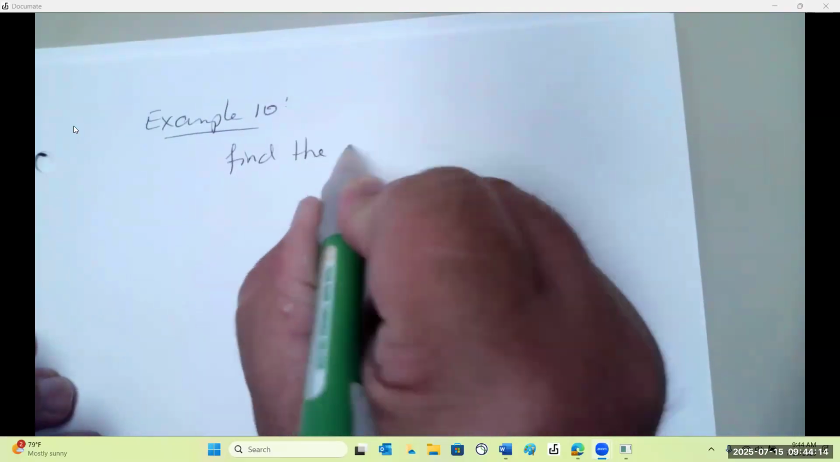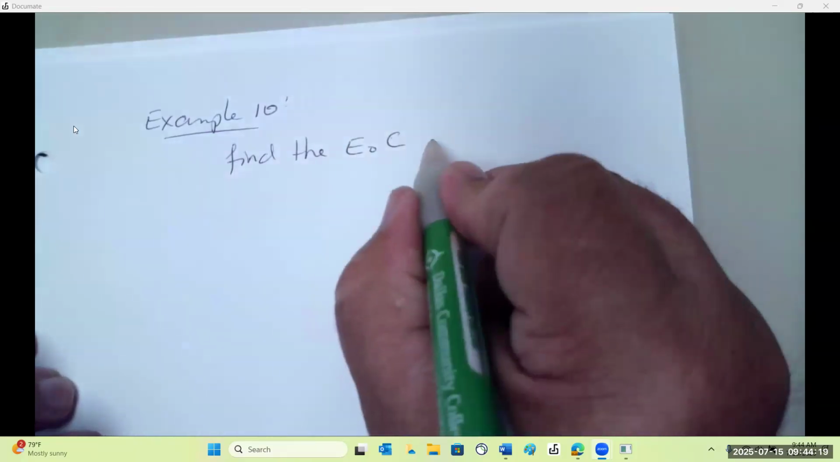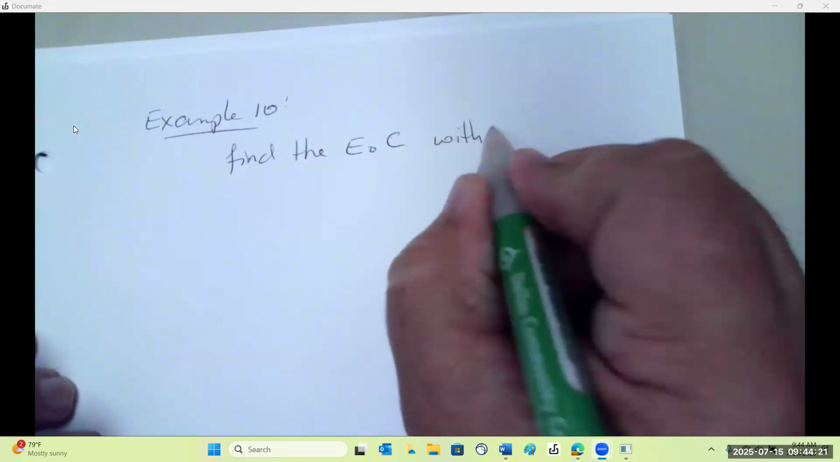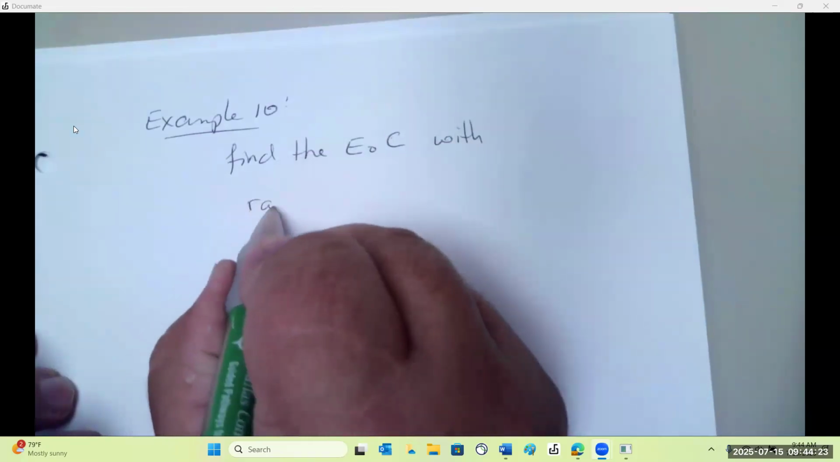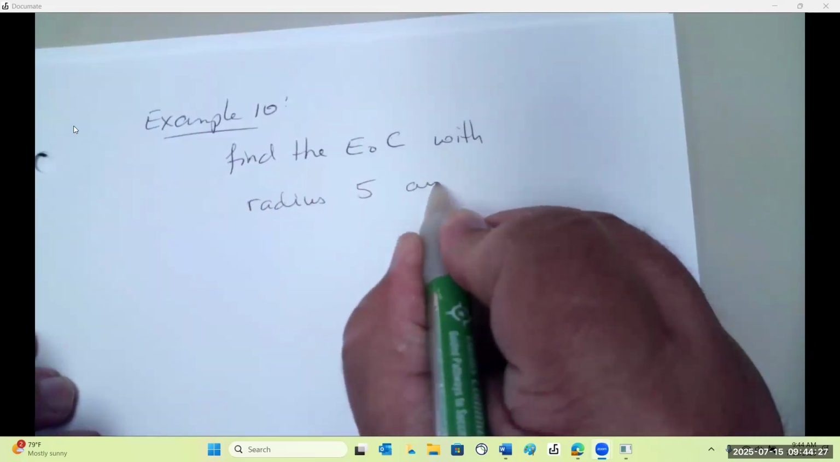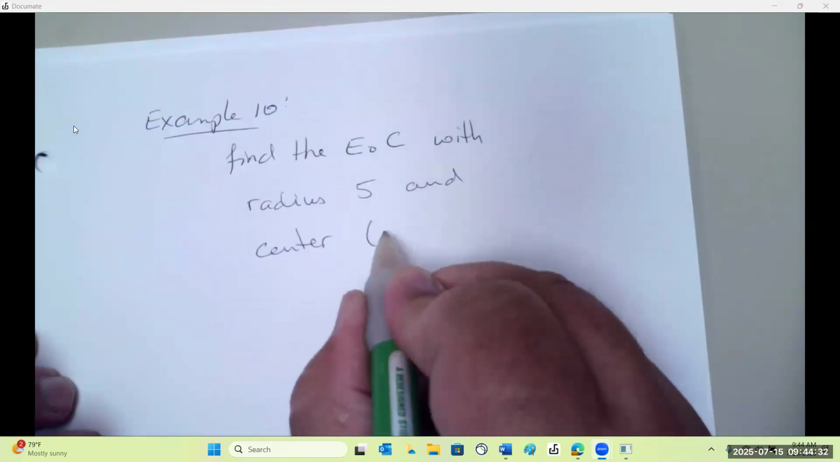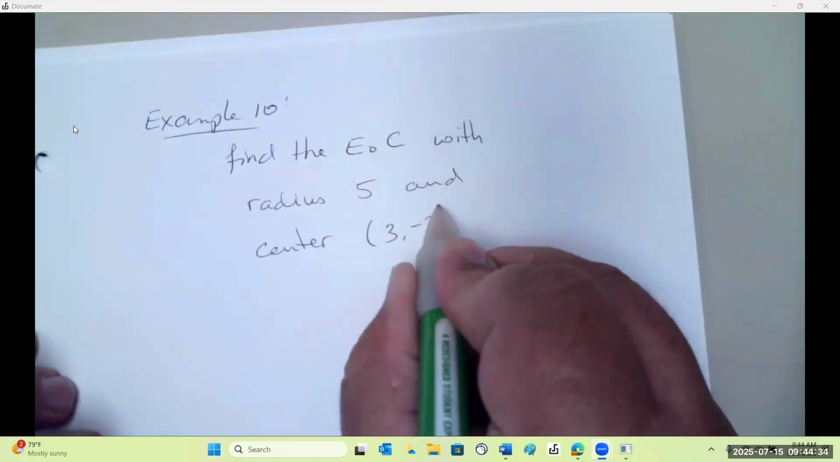But we have 2 more examples, then we'll call it a day. Example 10. Find the equation of the circle with radius 5 and center 3, -7.